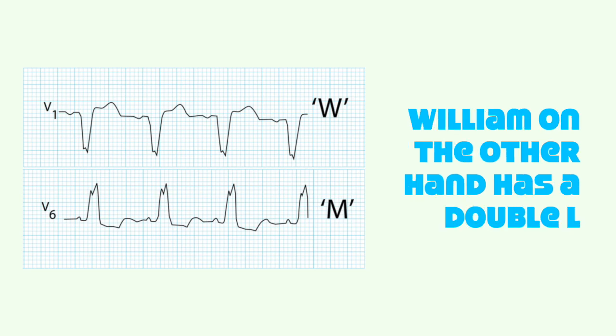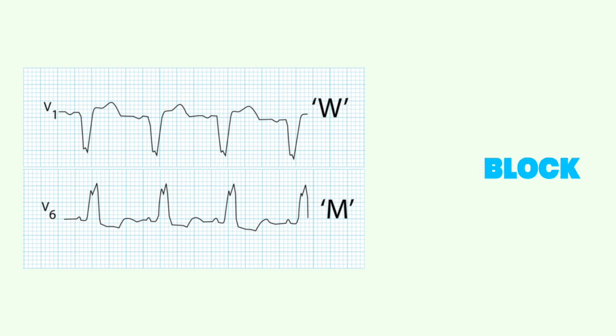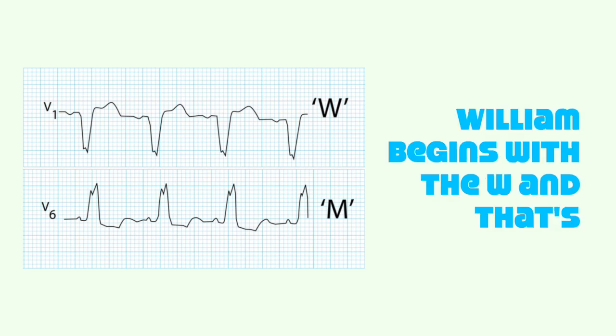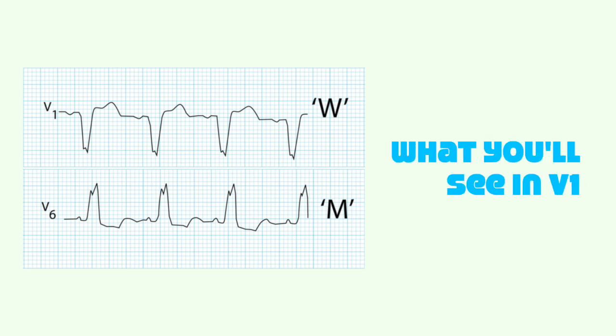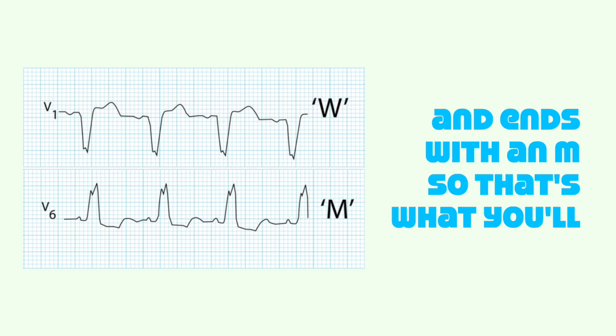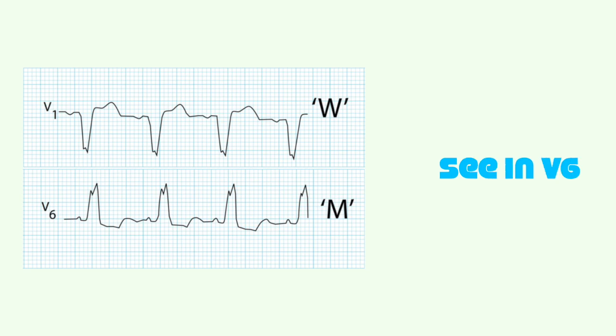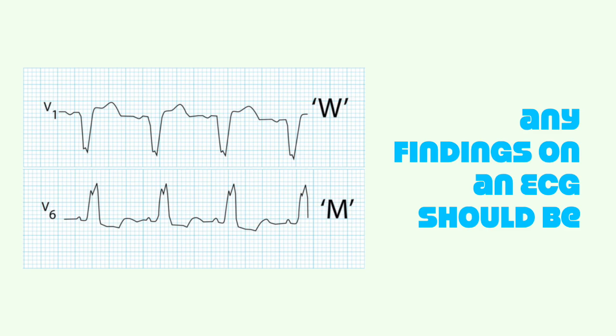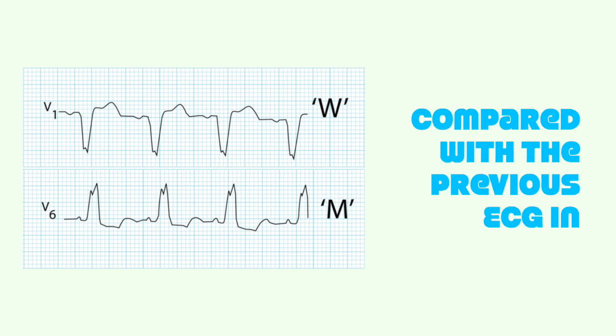William, on the other hand, has a double L, and that's for a left bundle branch block. William begins with a W, and that's what you'll see in V1, and ends with an M, so that's what you'll see in V6. Any findings on an ECG should be compared with the previous ECG.